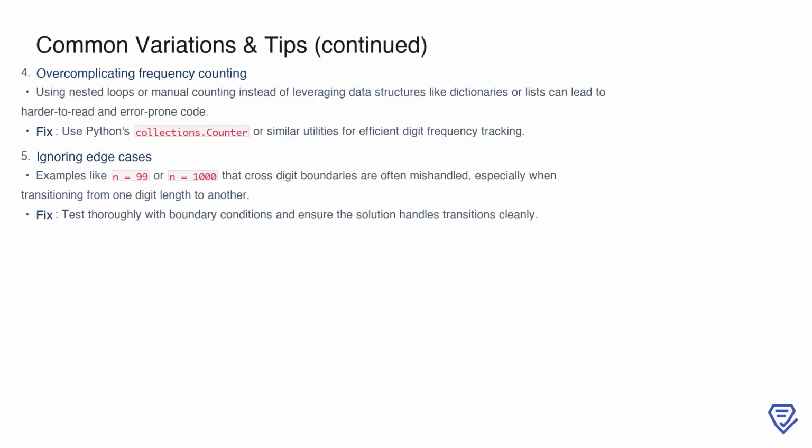For example, numbers like 99 or 1000 can cause issues if the solution doesn't account for boundary conditions. These transitions require careful handling, as the digit composition changes significantly. Testing edge cases thoroughly and ensuring your solution is robust across different inputs can help mitigate these issues.